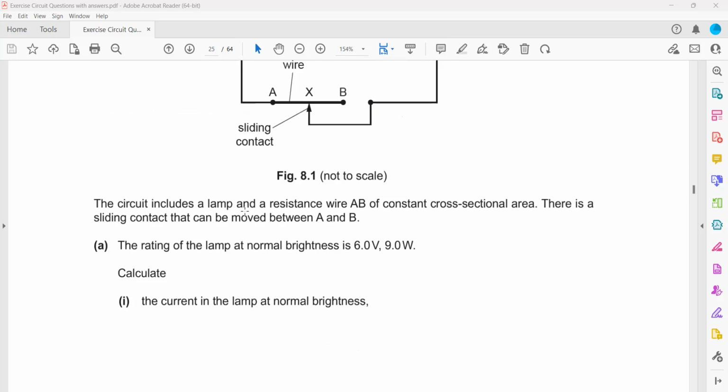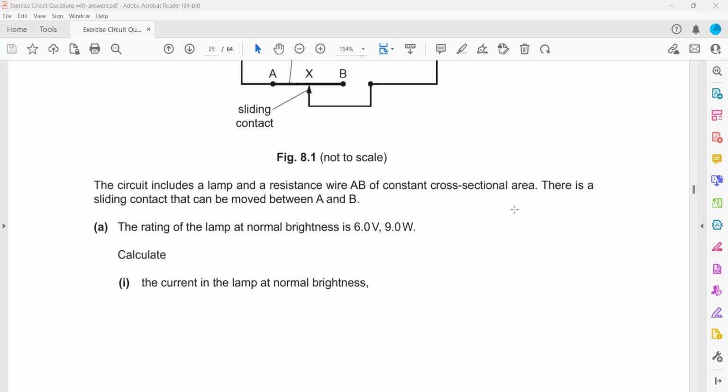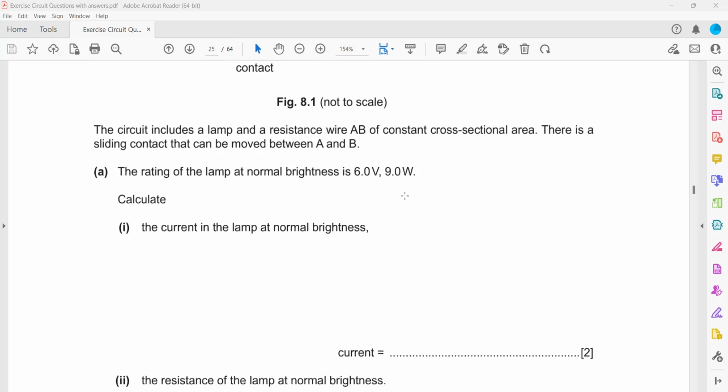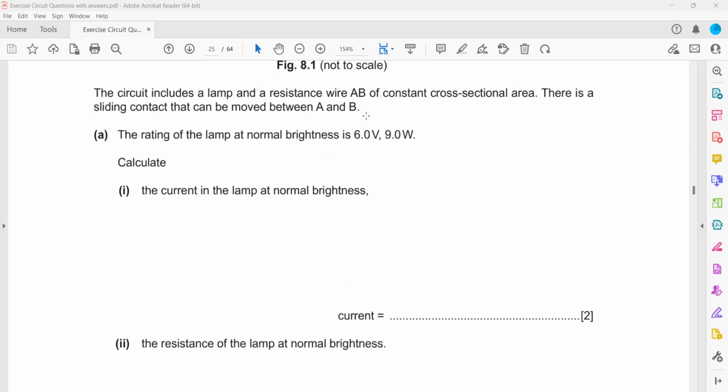The circuit includes a lamp and a resistance wire AB with a cross-sectional area. There is a sliding contact. The rating of the lamp is a voltage of 6 and a power of 9. If we have the voltage and power, how do we find the current?